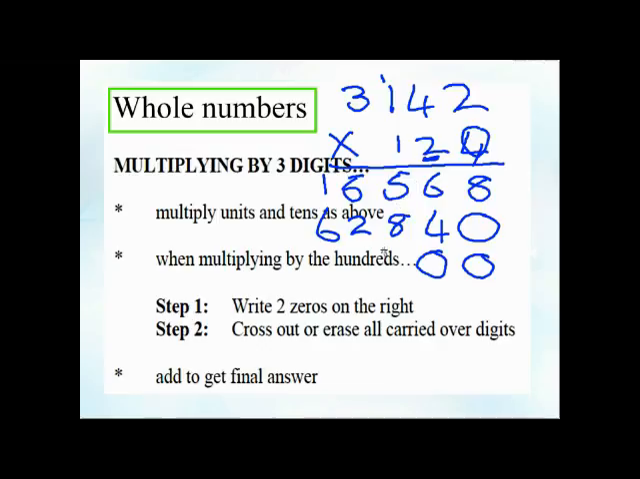1 times 2 is 2. 1 times 4 is 4. 1 times 1 is 1. 1 times 3 is 3. And then with multiplication, you just start from the right and you start adding.